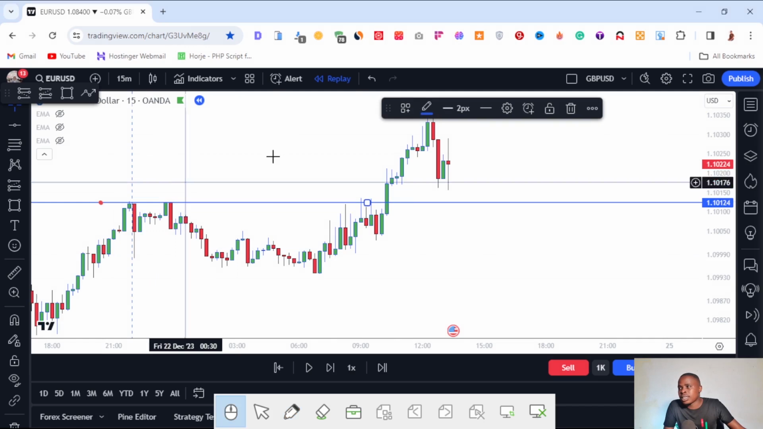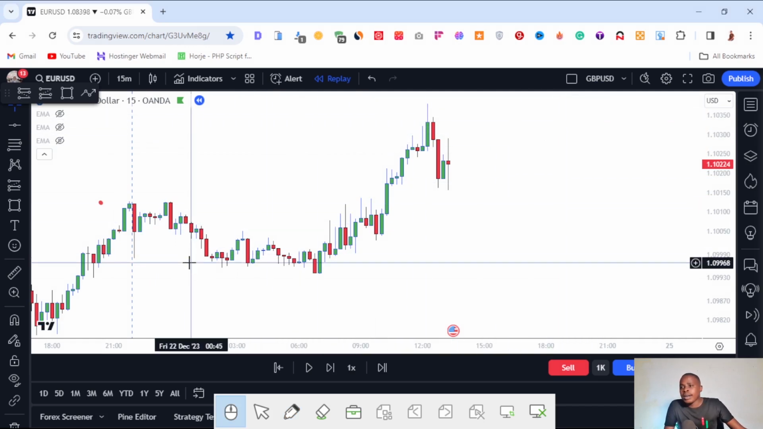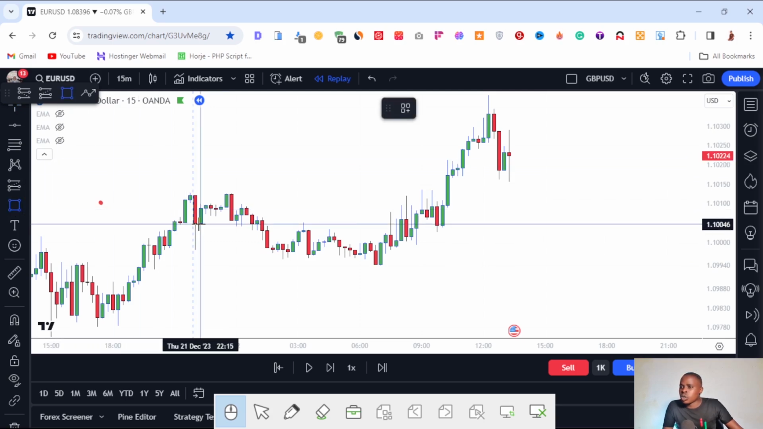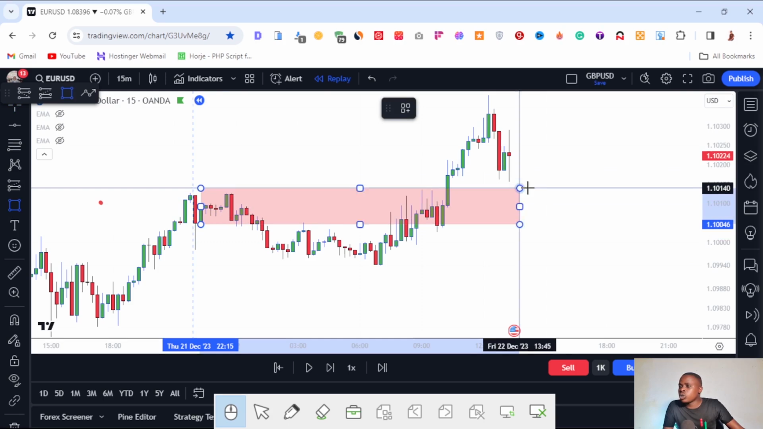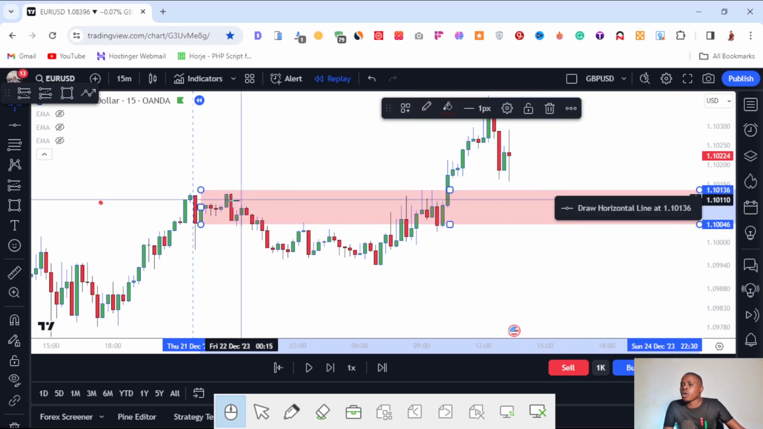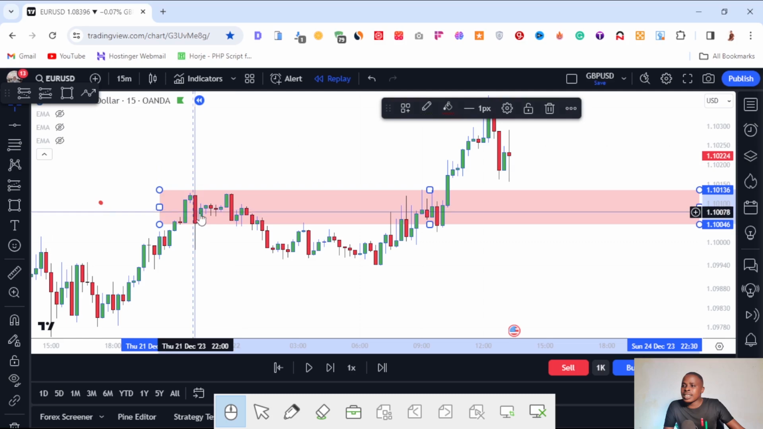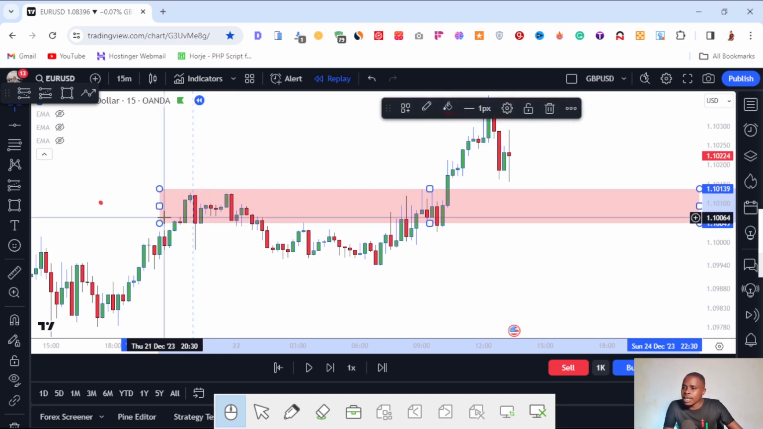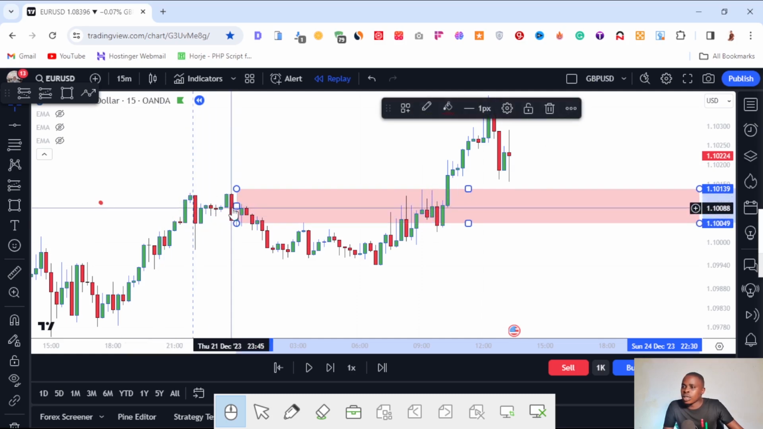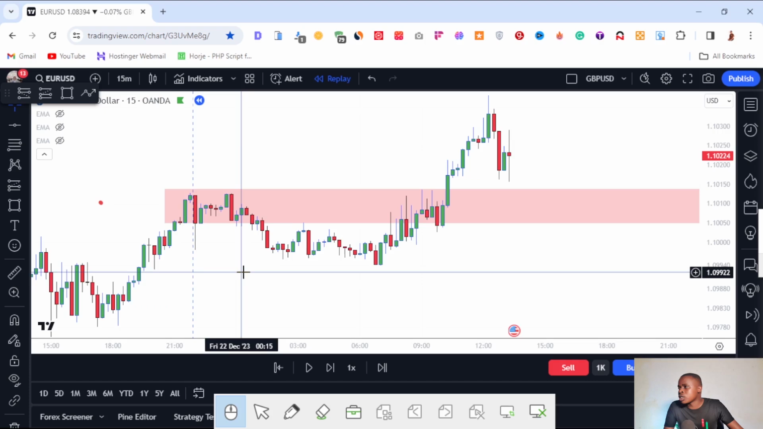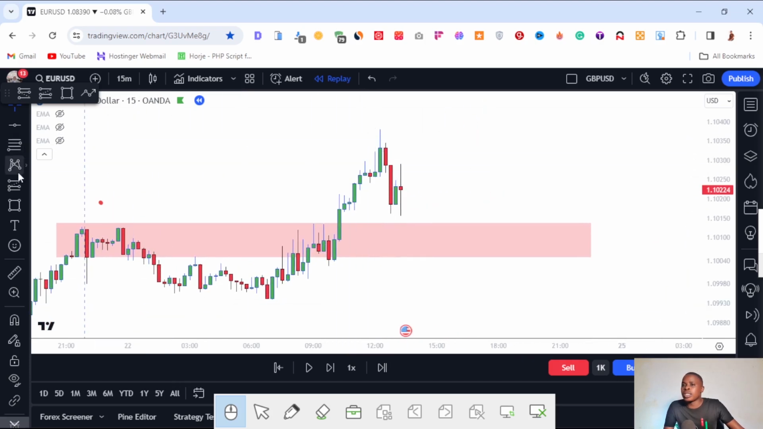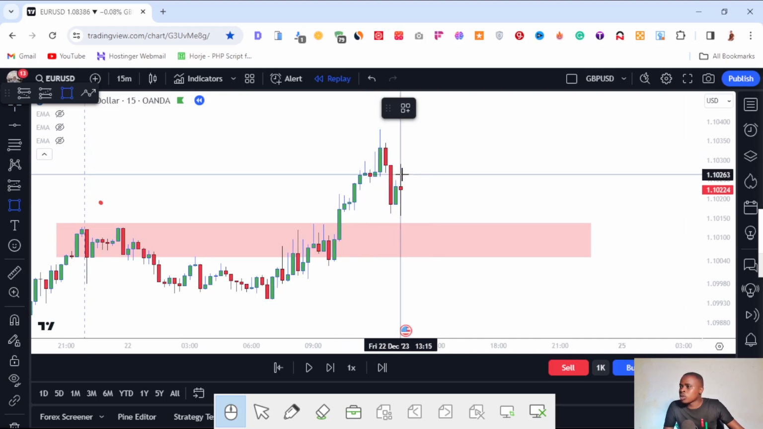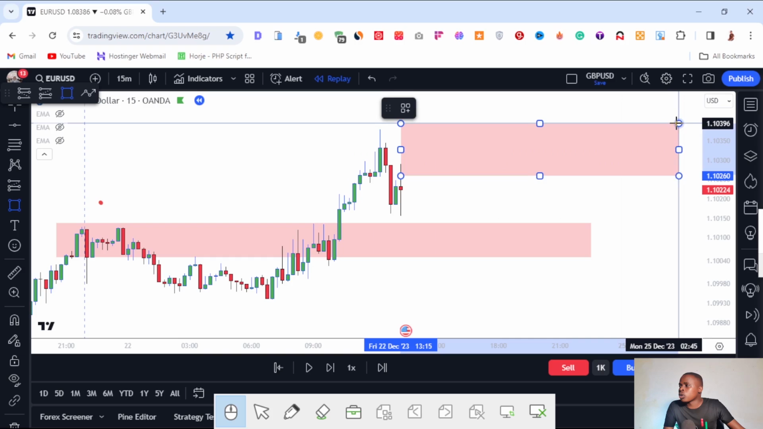So, first rule when drawing this, you want to make sure that your zone is big enough. I want to use a rule of thumb of saying you want your zone to be at least the size of the biggest candle of that zone. In this case, the biggest candle is this red candle here. So that's the size of my zone. If I'm drawing a zone on this point, I'm just going to use the size of this red candle to draw my zone.